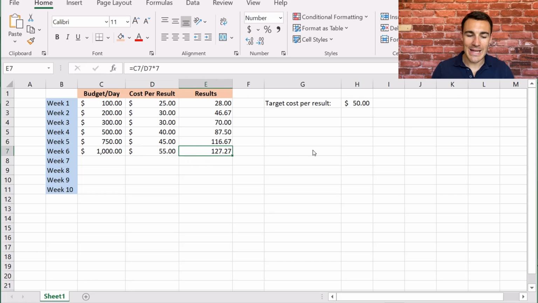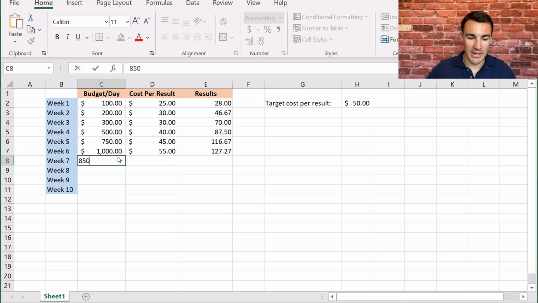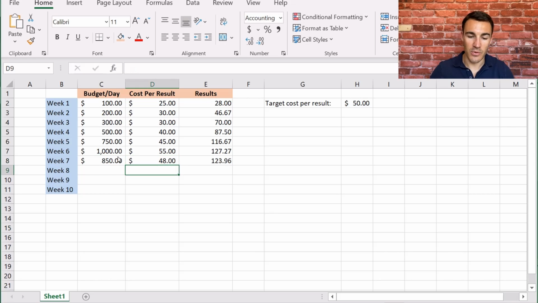We hardly generated any more leads for the increase in budget based on the previous week. So let's bring it back down. In this case, we might bring it back down to something like $850. And let's say that brings our cost per lead down to 48. And that's an acceptable cost per result of $48. It's under our 50 target, and we're still generating more leads.